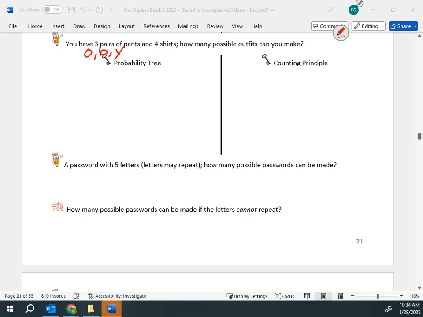Orange, blue, and yellow pants. What are some possible shirt colors that we could have, Claire? Pink, green, red, and black. Okay, so probability tree, I have pants, and I have shirts.